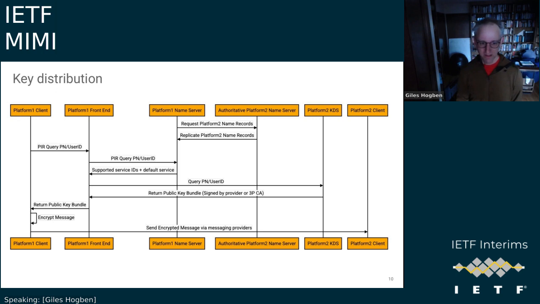And it returns a key bundle, and that key bundle is signed by either the provider themselves. It's not just the key bundle; it's a mapping between the key bundle and the SSI. That's signed either by the receiving platform themselves, or a third-party certificate authority. And I'm of the strong opinion that we should not be defining what those CAs, any requirements for those CAs, in this specification. I think that should be a separate specification. You get the key bundle and you send the message.